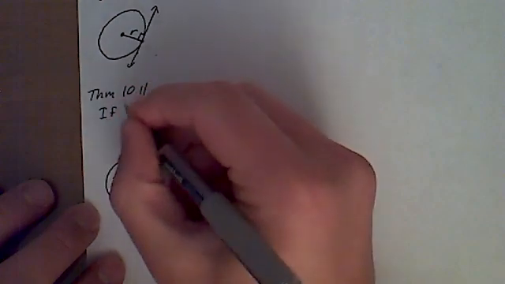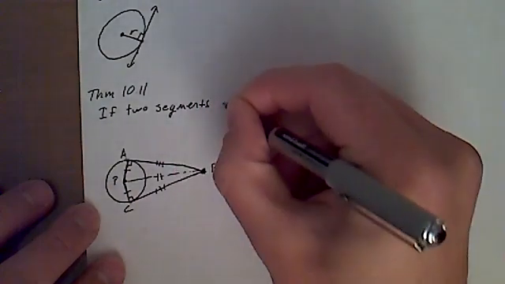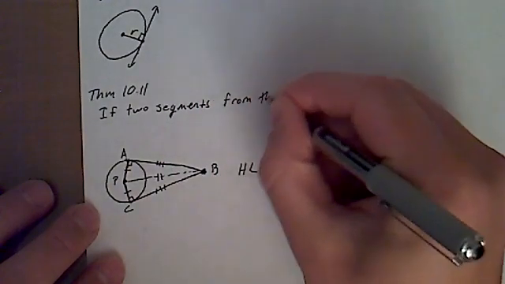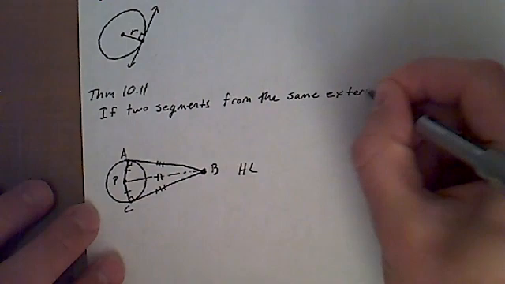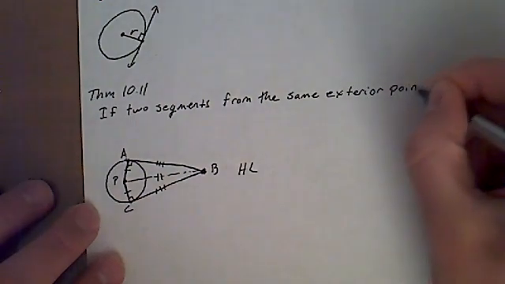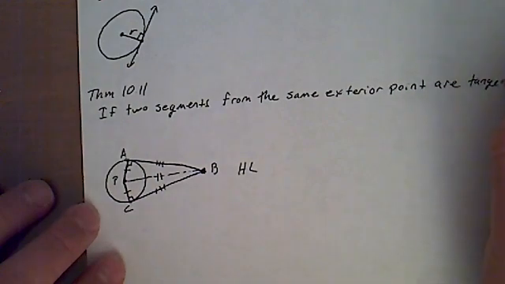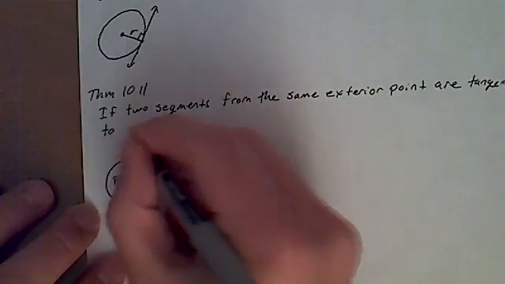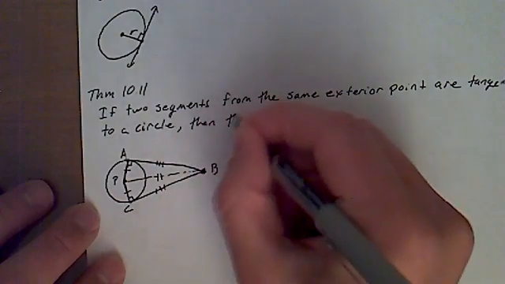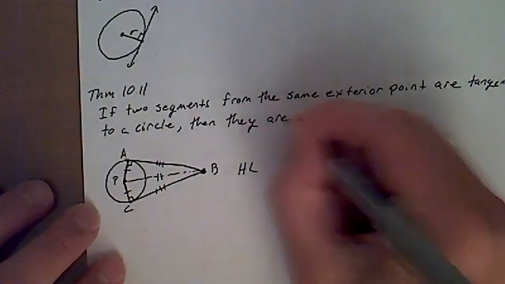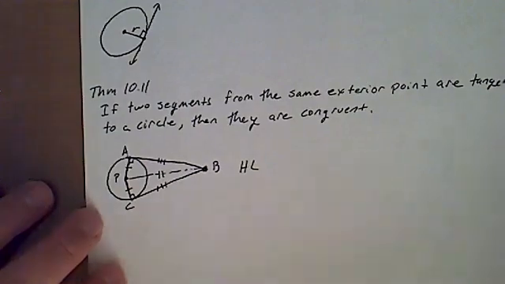So if two segments from the same exterior point are tangent to a circle, then they are congruent. Right?